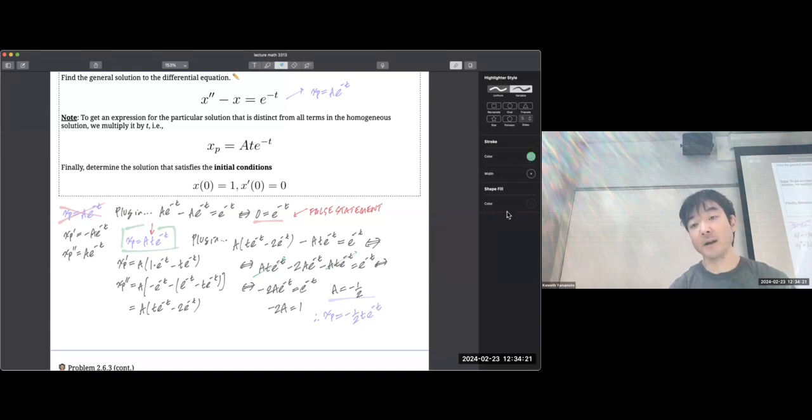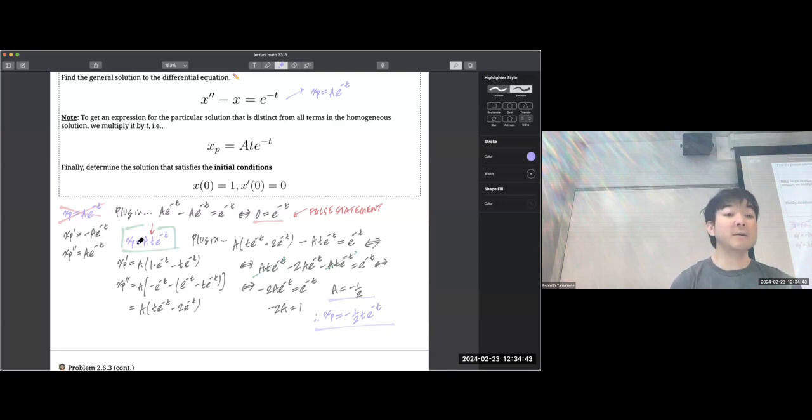If you hypothetically plug this in to this differential equation, you should get a true statement, because that's what we forced by plugging in and finding that a is equal to negative half. We're finding an a that would force this to satisfy this differential equation. So you could check on your own that this will work, and so that's fine.